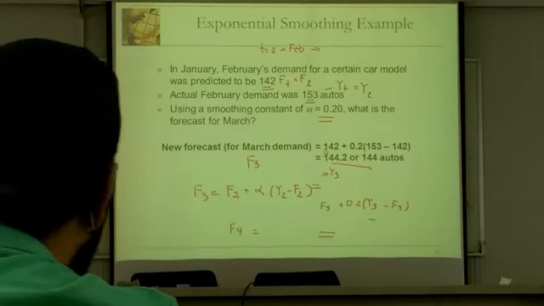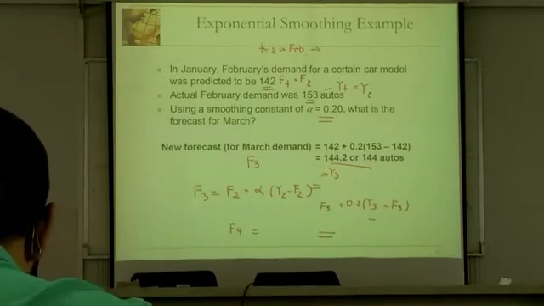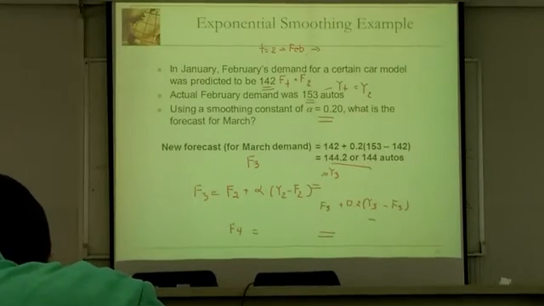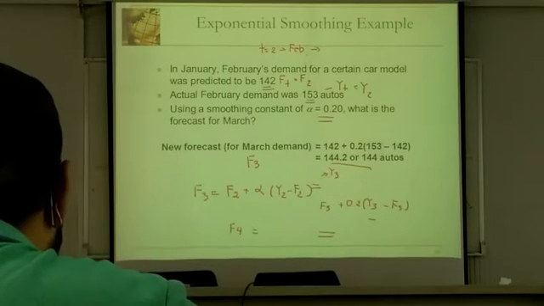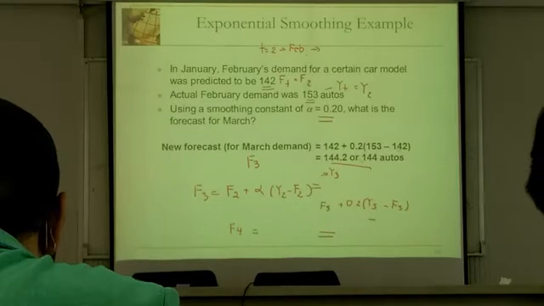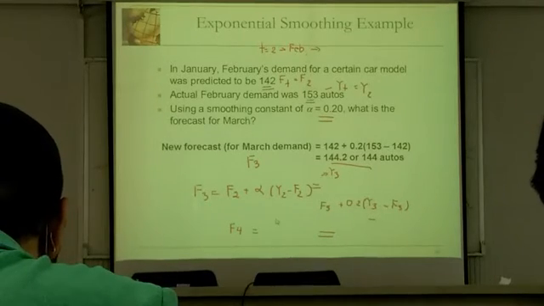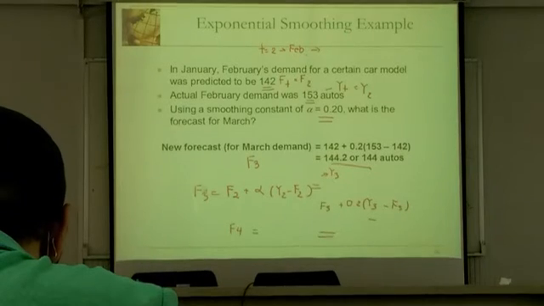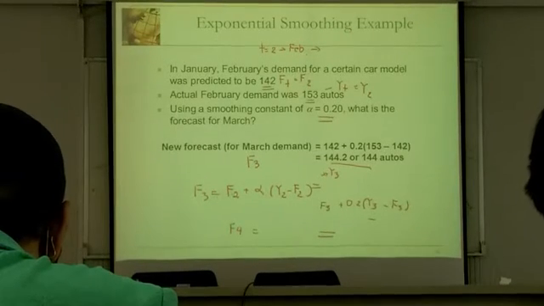And again, we come back to that. Let's talk through an example first. So in January, let's say that February demand for the second car order was forecast to be 142. So this is your FT equal to F2, 142. Your current period is period 2. And let's say you finally realize the actual demand, and it turned out to be 153.